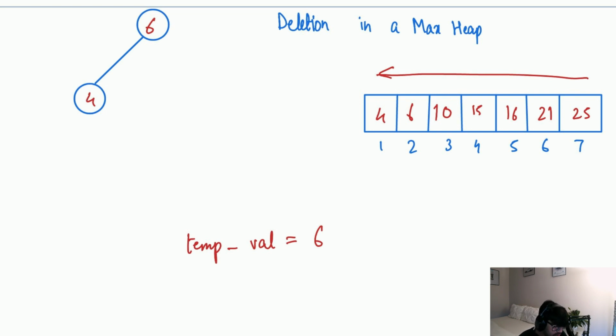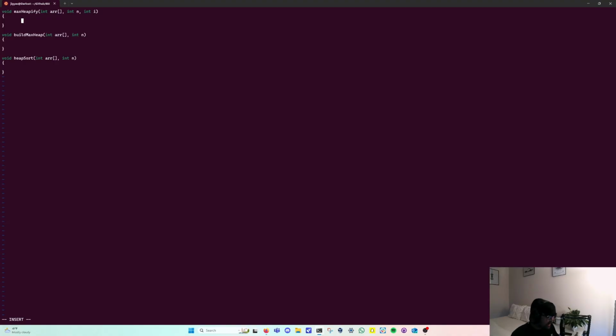Now that we understand how heap sort works, let's try to implement it with code. Alright, so let's look at our implementation of the heap sort, starting with our first function, max heapify. The max heapify function essentially makes sure that our max heap property is satisfied.